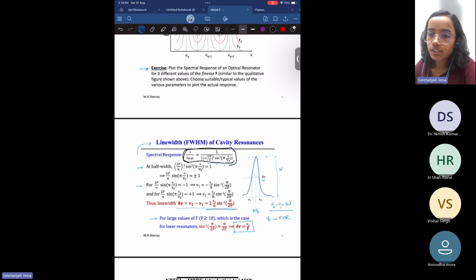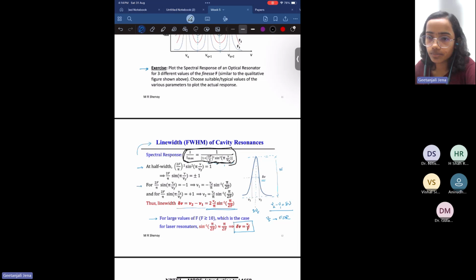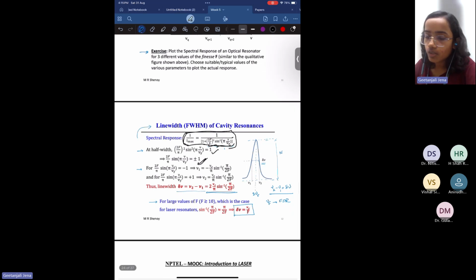Now, if you want to find the line width of this cavity resonance, what do you have to do? At the line width, that is the full width at half maximum, the intensity will be half of the maximum intensity. That means the second term, which is non-zero, must be 1 for I to be half of the maximum value. So (2F by pi) square sin square (pi nu by nu F) equals 1. If you take out the square, it will be plus or minus 1. Here you will get two values of frequency: one before the resonance frequency and another after it.